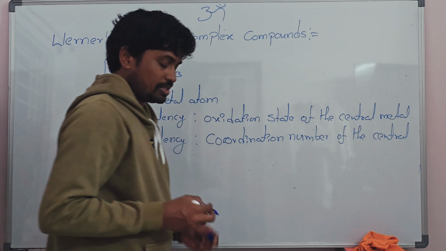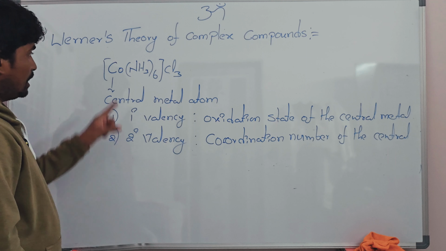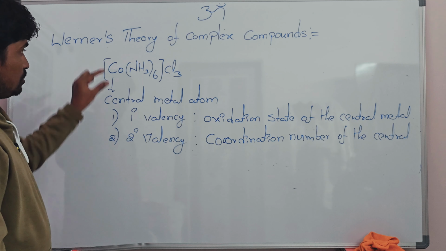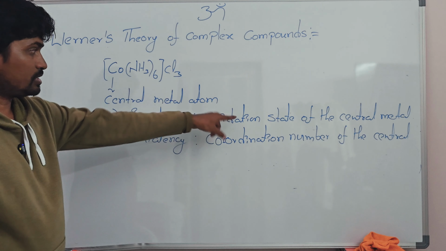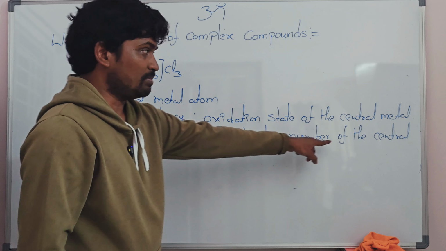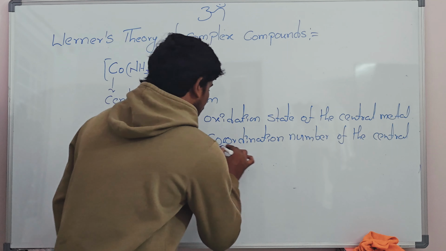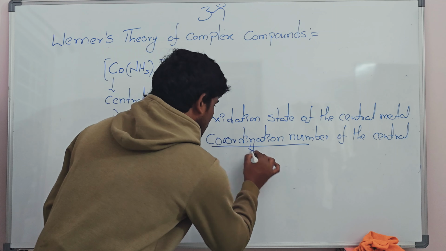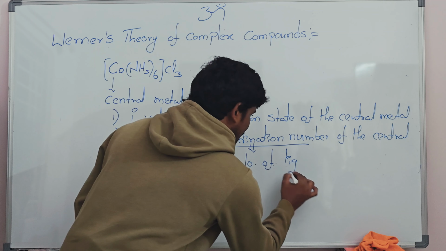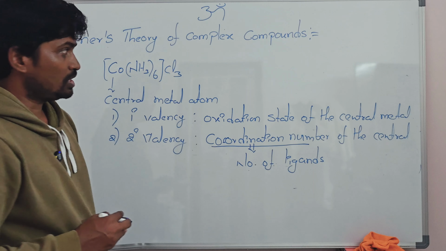So in every complex compound, the central metal atom has an oxidation state, and around the central atom n number of ligands are present. Primary valency indicates the oxidation state of the central metal atom. Secondary valency indicates the coordination number of the central metal atom. What is the coordination number? Coordination number is nothing but the number of ligands around the central metal atom.